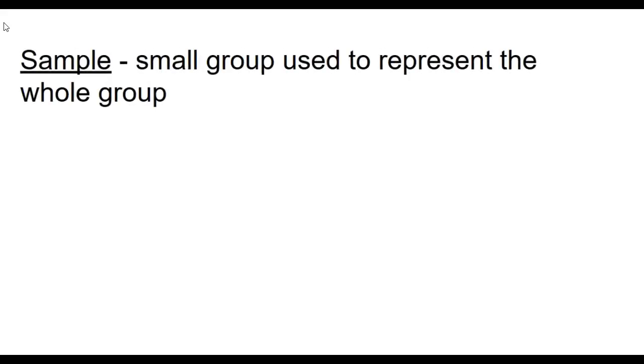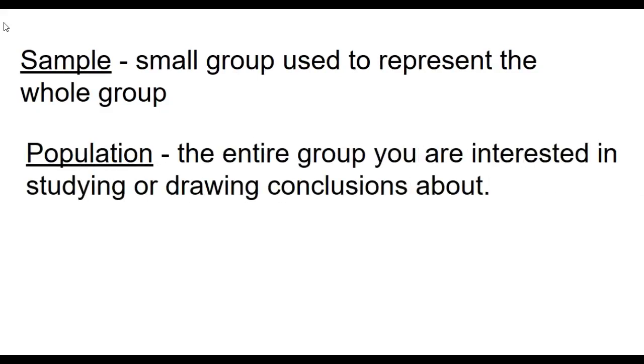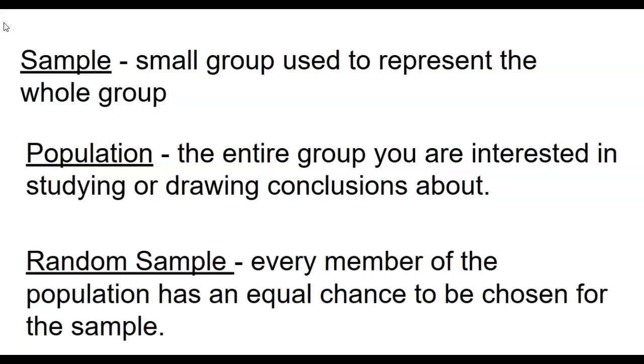Some of the main differences between these studies center around how they choose their participants and how the connections between circumstances and outcomes are controlled. The group of participants is called a sample. This is a small group used to represent the whole group you are interested in studying. The whole group you are interested in studying is called the population. To be a random sample, every member of the population has to have an equal chance of being chosen to be in the sample.